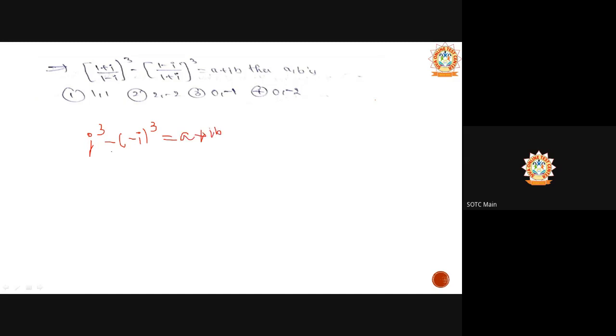Right? So now what will become? i cube plus i cube, what will become? 2i cube is equal to a plus ib. So what is i cube? That is minus i, right? Means minus 2i. So nothing is there, 0 is equal to a plus ib. Now tell me what are the a, b values? 0, comma minus 2. Very good. Option 4 is correct. Clear? How simple it is.